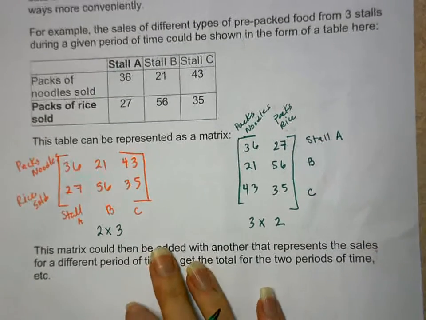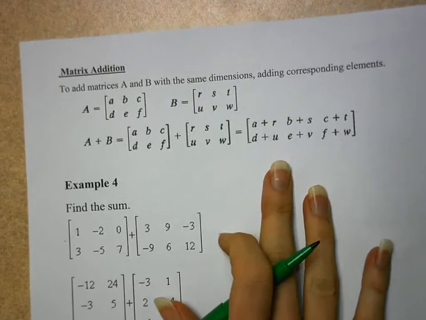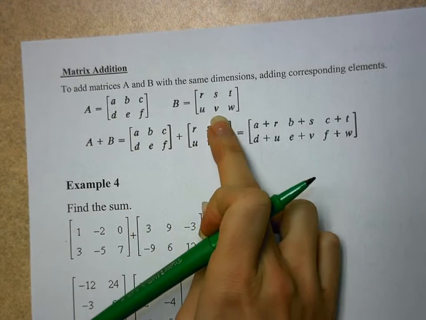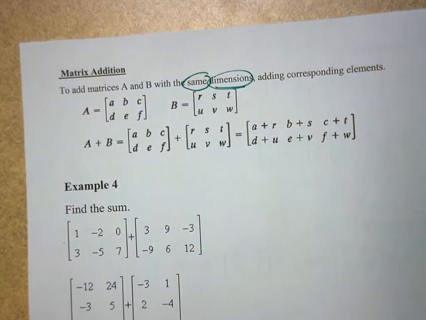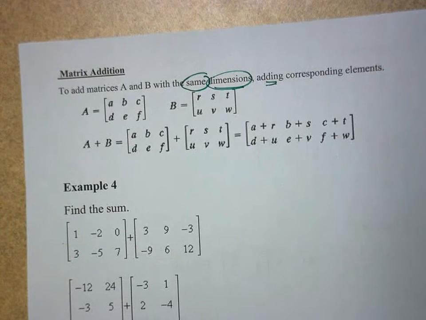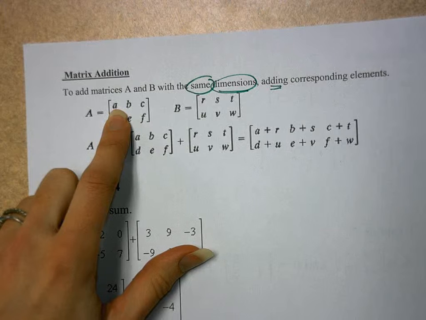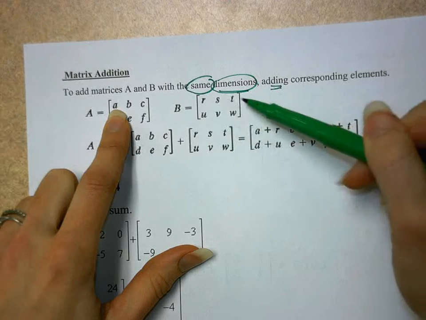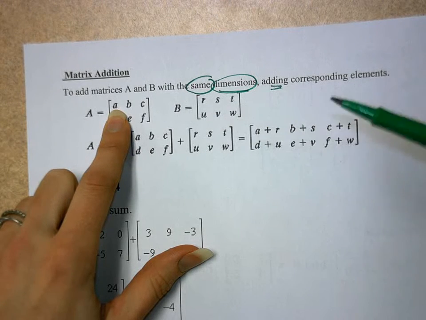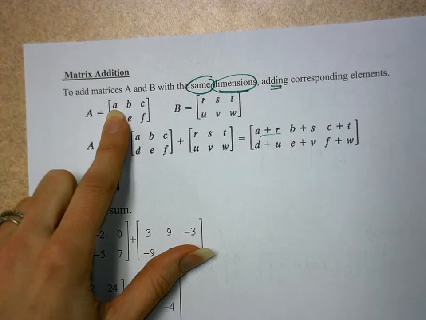Okay, moving into 4.2 then. After you know how to set up a matrix and how to label its dimensions, you have to know, well, what can we do with different matrices? And one of the basic operations we can do, if the matrices have the same dimensions, is we can add the corresponding elements. So in matrix A, element A corresponds with row 1, column 1. I can add it to element R, which also corresponds to row 1, column 1 in matrix B, and I'll have the sum in that first row, first column of a new matrix.